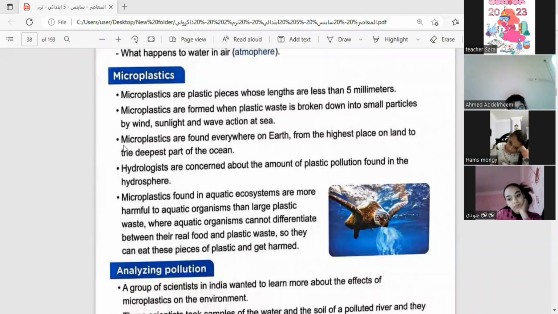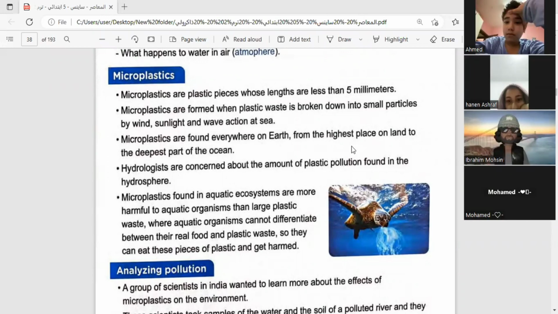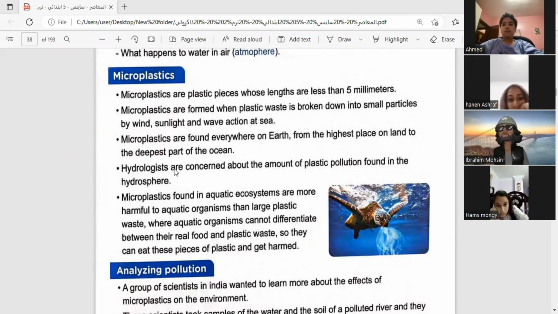Then it tells us that microplastics are found everywhere on earth, from the highest place on land to the deepest part of the ocean. Then it says hydrologists are concerned about the amount of plastic pollution in the hydrosphere, the water sphere.